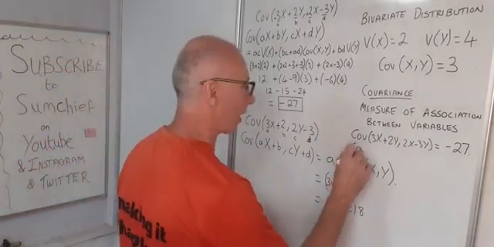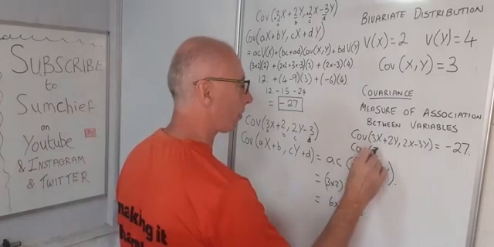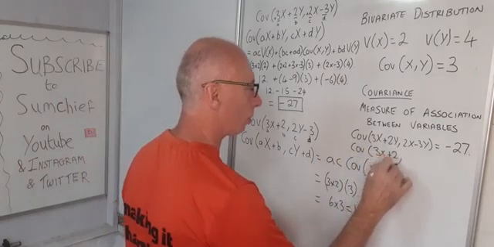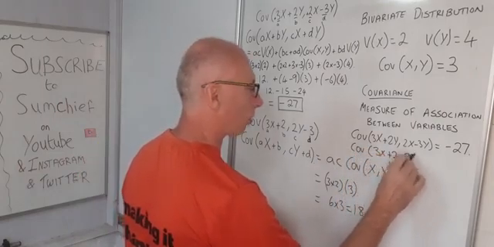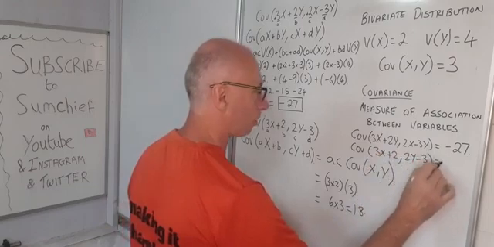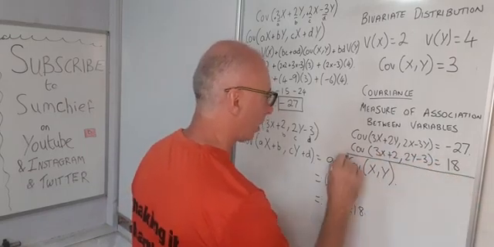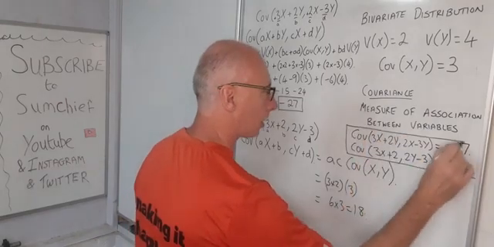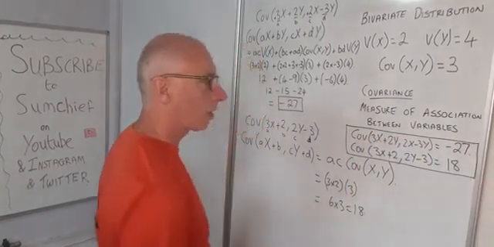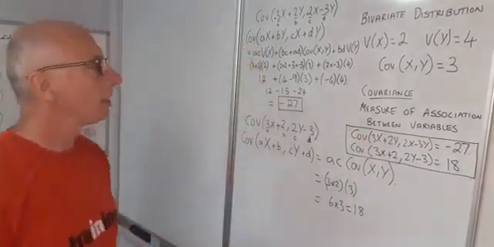So the covariance of this combination, 3x plus 2 and 2y minus 3, I calculate as 18. I'm just going to write that here now: the covariance of 3x plus 2 and 2y minus 3 equals 18. And that gives us the answer for our calculations of covariances in this case.